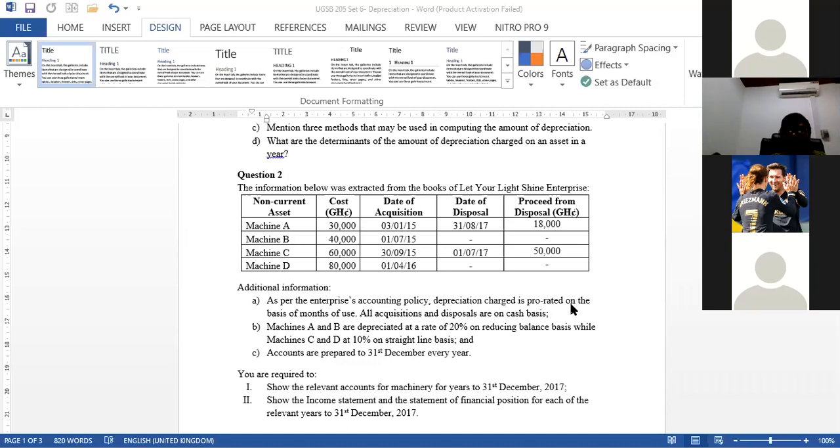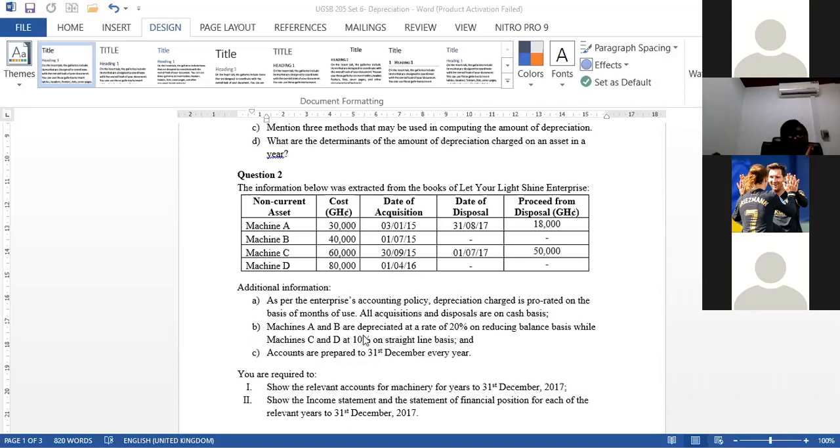It is prorated. It means the amount is given based on the number of months of use. So take note of that. That is the first thing you would have to take note of as you compute depreciation. Then 2, all acquisitions and disposals are on cash basis. So that is telling you that when you are recording the costs, initial acquisition is on cash basis. That one you should know.